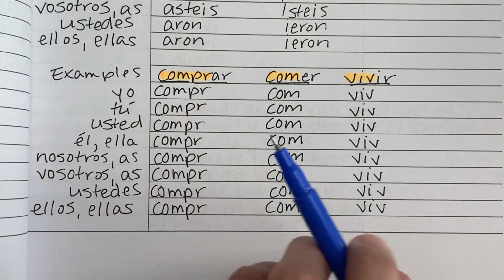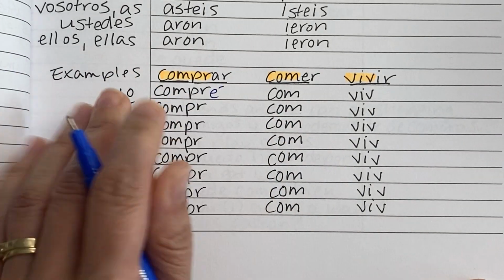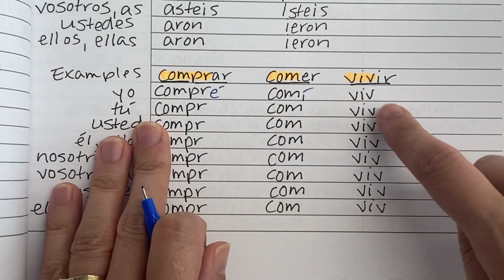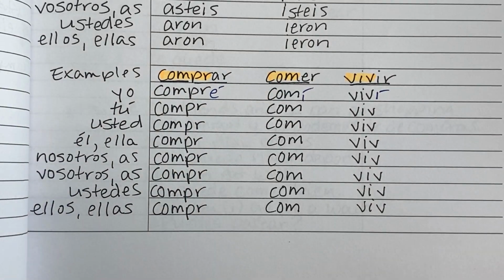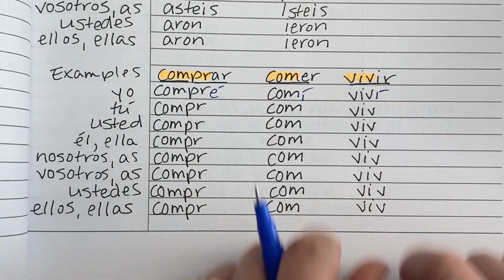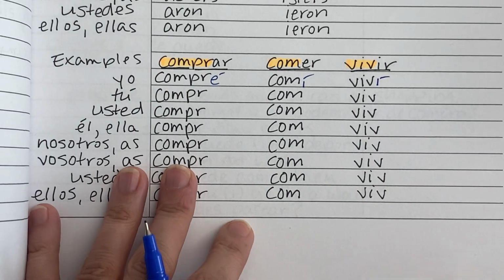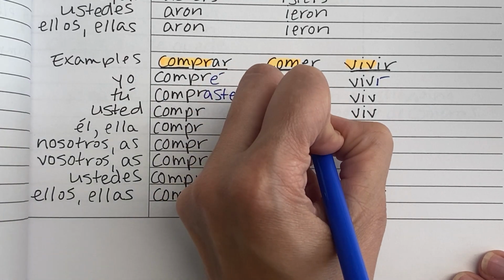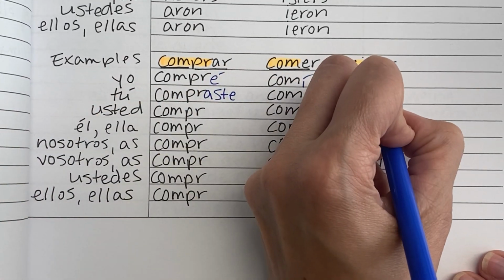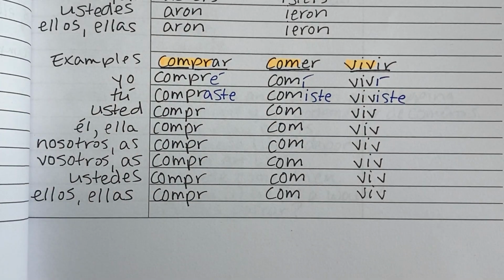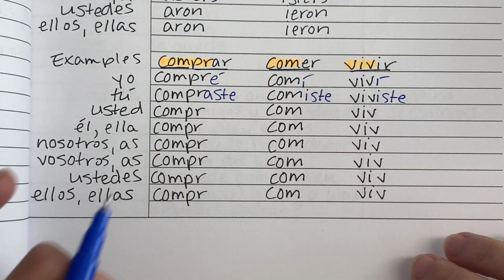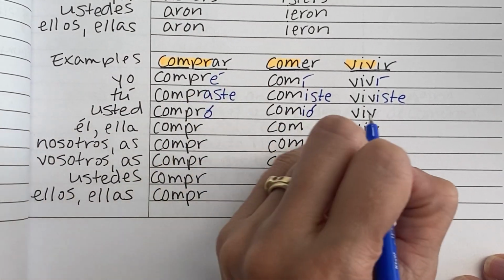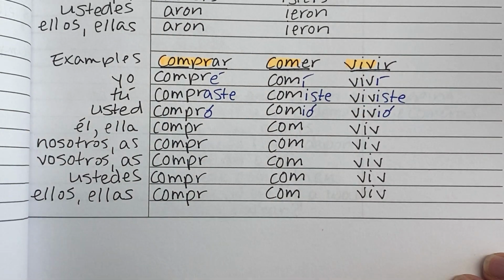So I bought, yo compré. I ate, now that we're using the ER ending, yo comí. And I lived, yo viví. Okay, the AR ending, and then here's the ER, IR ending. For you in the informal register, you bought, compraste. You ate, comiste. And you lived, viviste. In the formal register, you bought, compró. You ate, comió, and you lived, vivió.